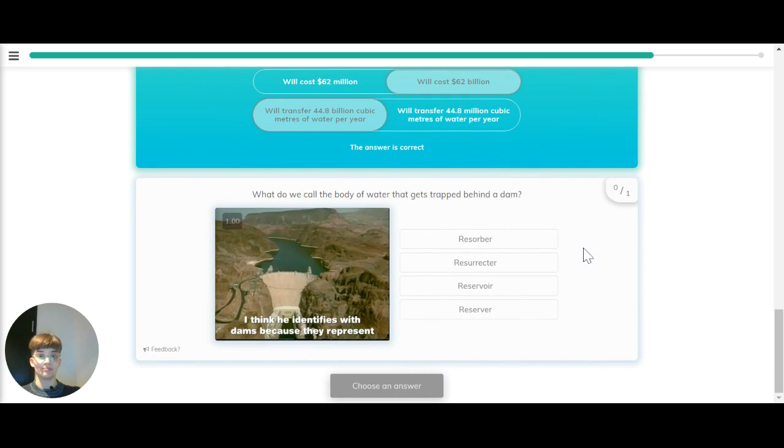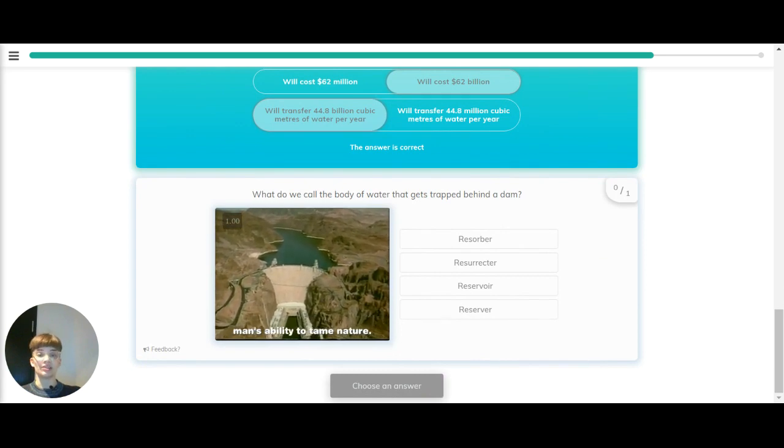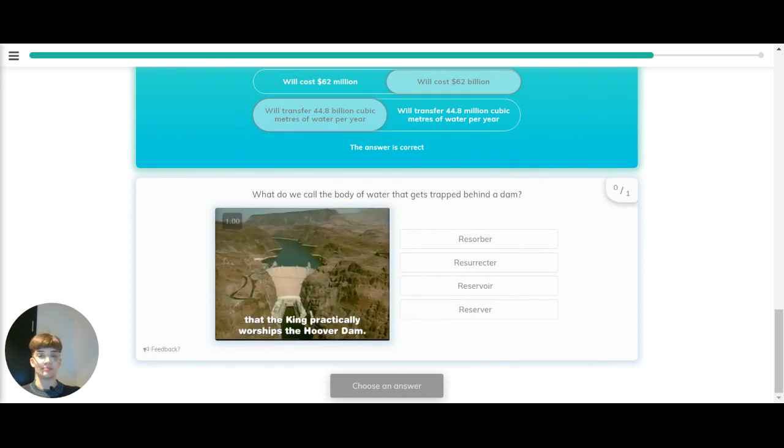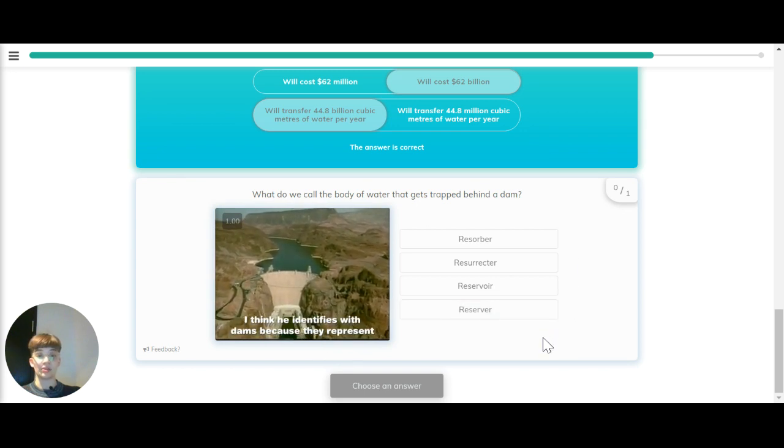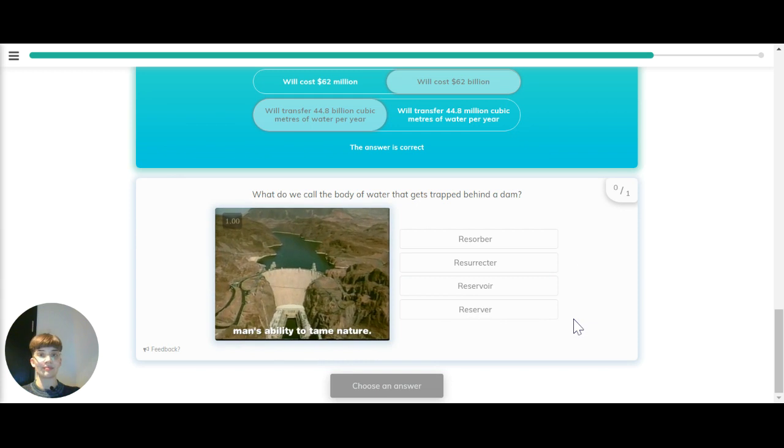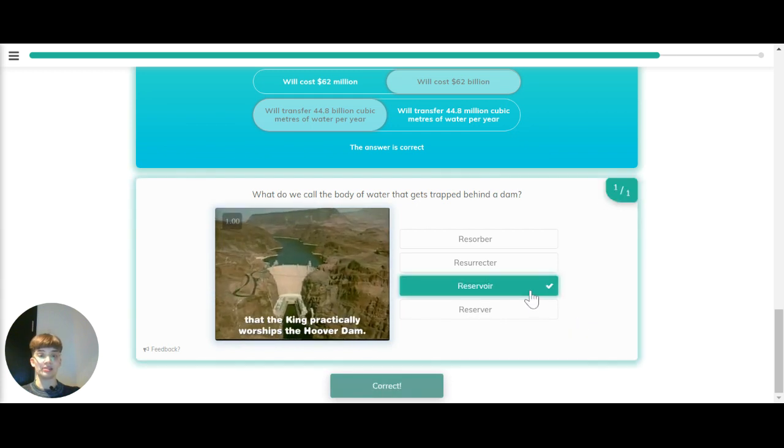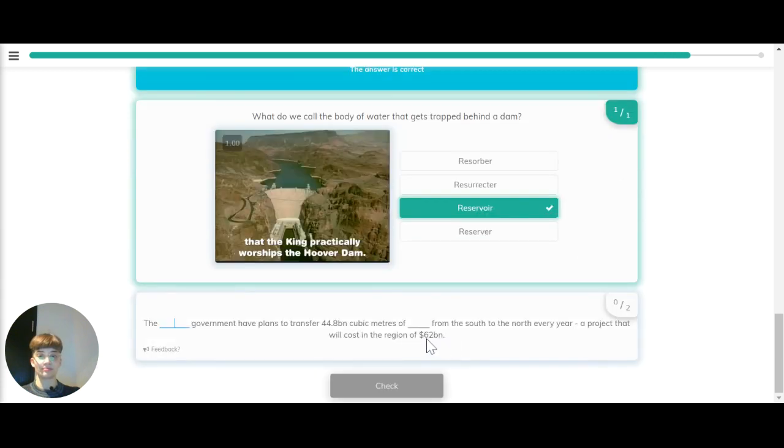This is a lot. What do we call the body of water that gets trapped behind a dam? Is it the resorber, the resurrector, the reservoir, or the reservoir? The correct answer is reservoir. Which government plans to transfer 44.8 billion cubic metres of water from the south to the north every year? It's the Chinese government.